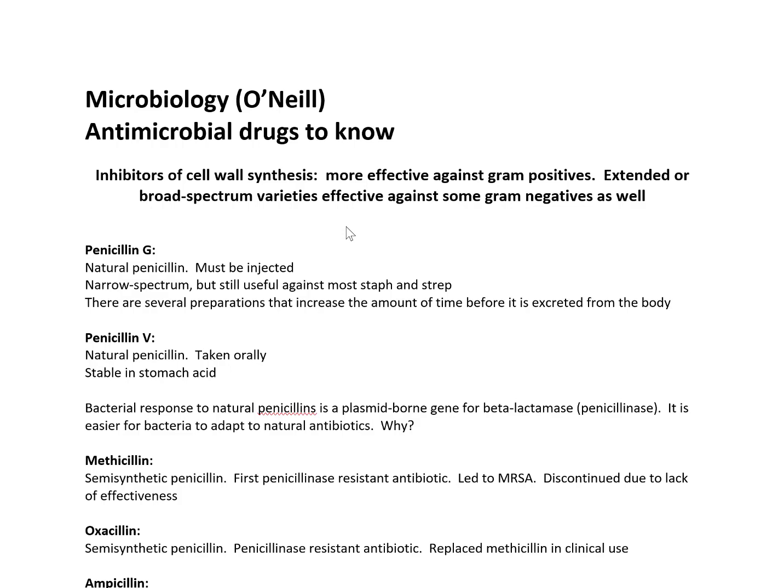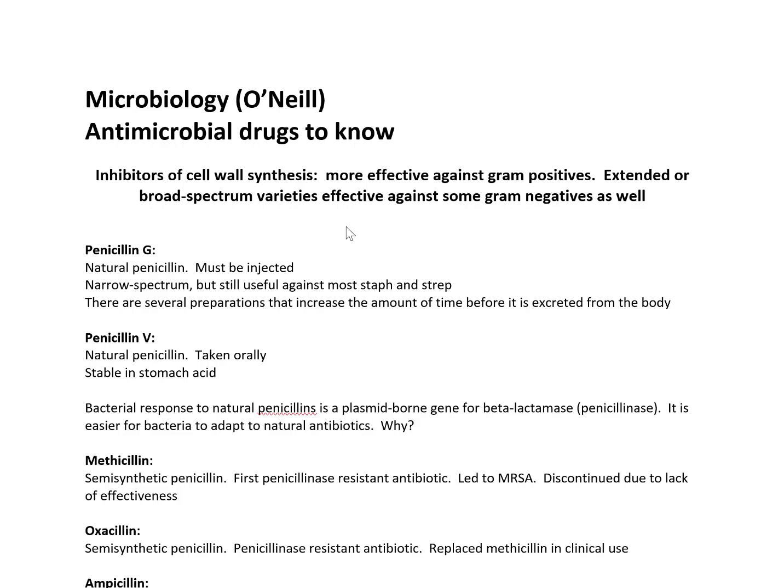Gram-negative bacteria have a small, barely useful cell wall to begin with. The lipid outer membrane of a gram-negative is way more important. That's why these are primarily effective against gram-positives, especially the natural ones. As we'll see, some of the semi-synthetic ones do have an extended spectrum that allows them to be quite effective against some of your gram-negatives. So let's start with penicillin.